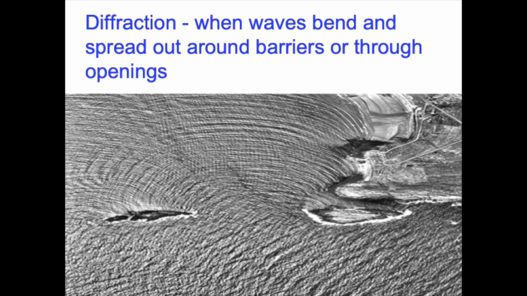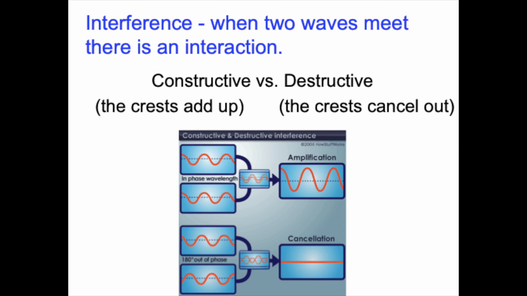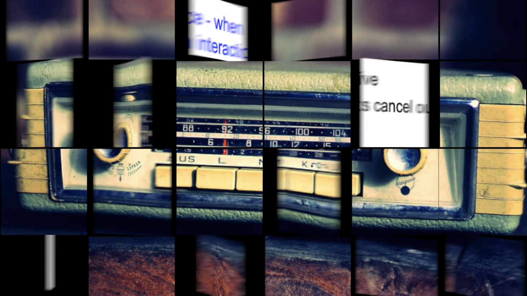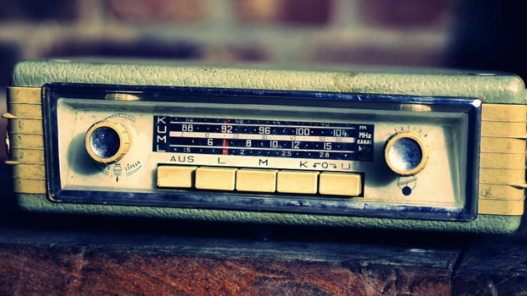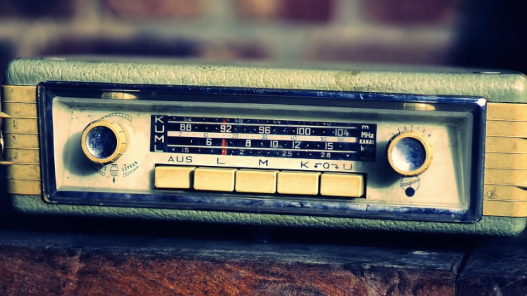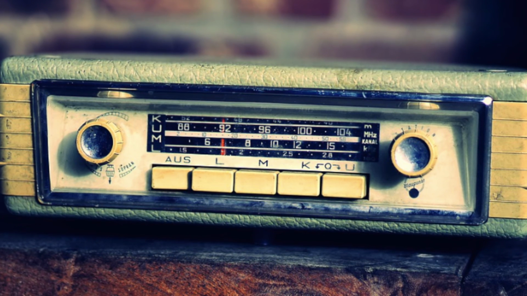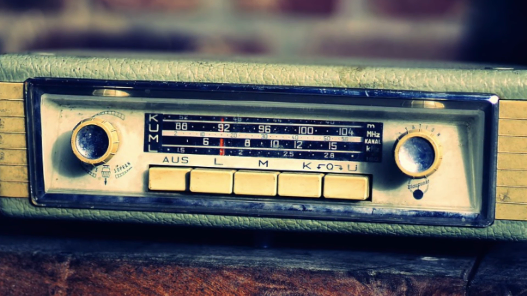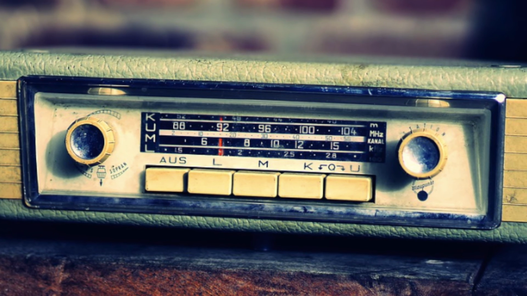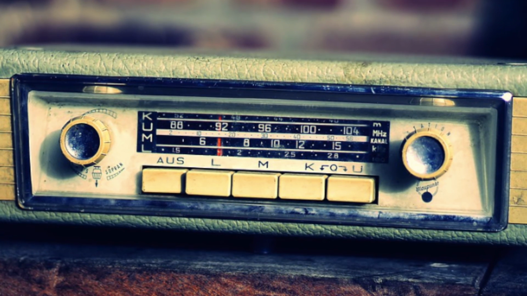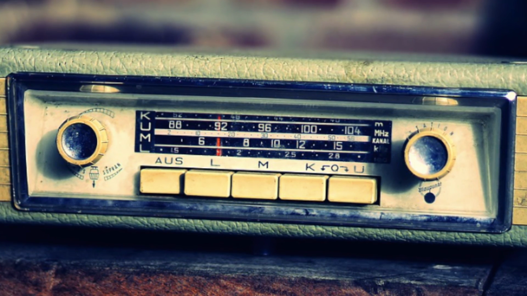Then we have diffraction. When waves bend and spread out around barriers or through openings, this is called diffraction. As you can see in the graphic, the waves are changing as they come across the barrier. Then we have interference. When two waves meet, there is an interaction. It can be constructive or destructive. My personal favorite example of this is the old terrestrial radios. If you get too close to a different station, what happens? It interferes. It'll actually start bleeding into another station.